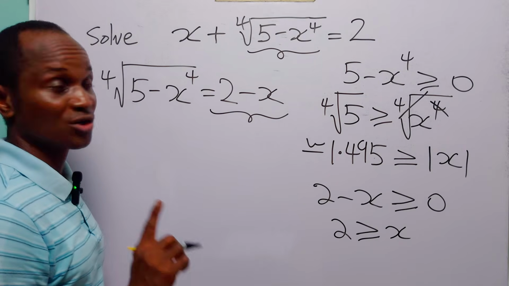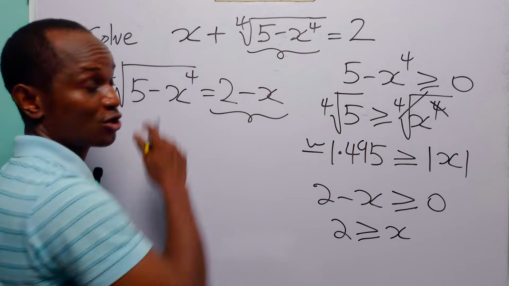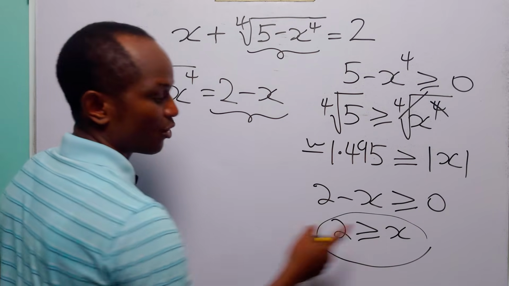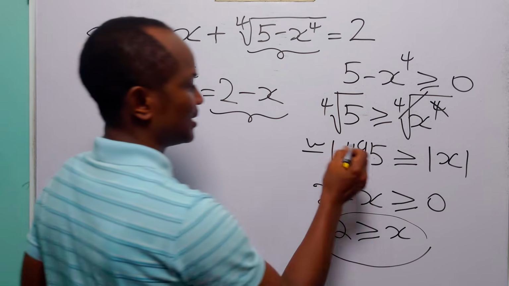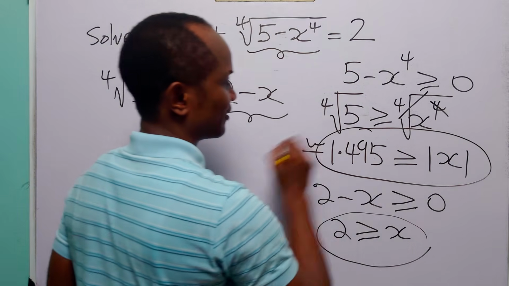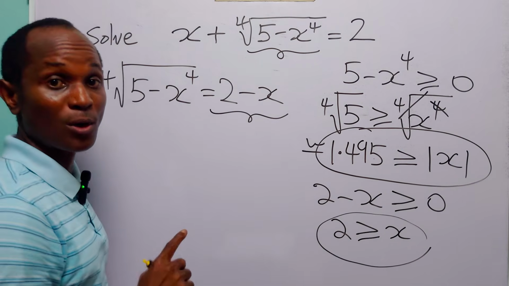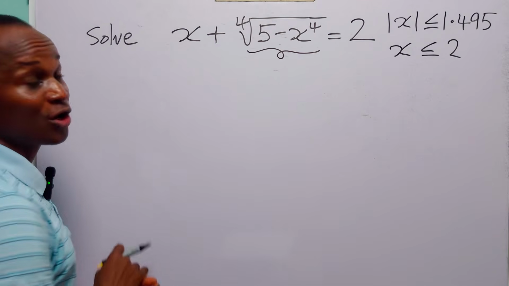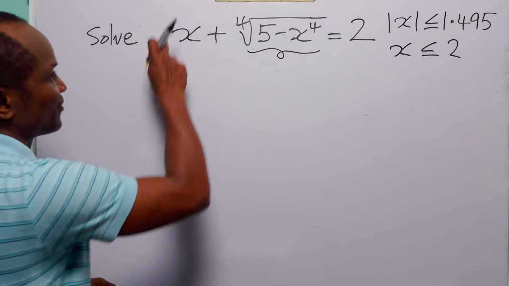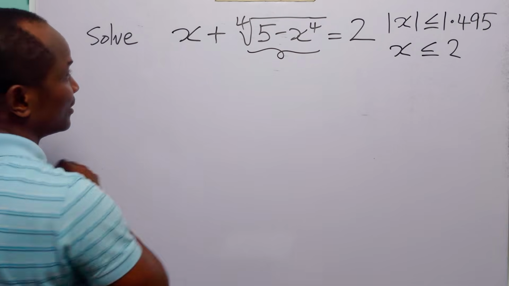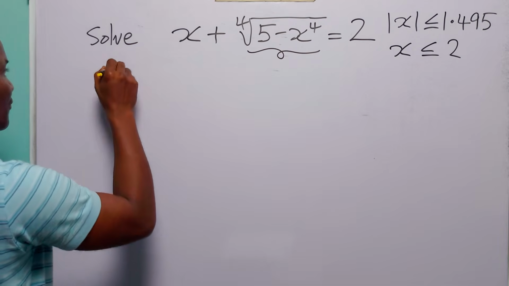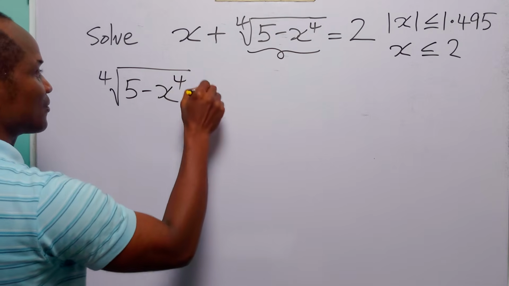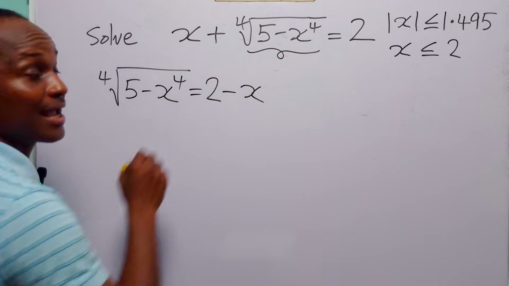So the two conditions that the roots of this equation must fulfill are that 2 must be greater than or equal to x, and that 1.495 must be greater than or equal to the absolute value of x. Now, to solve this equation, once more, let us move x over to the right hand side. We have that the fourth root of 5 minus x to the power 4 is equal to 2 minus x.